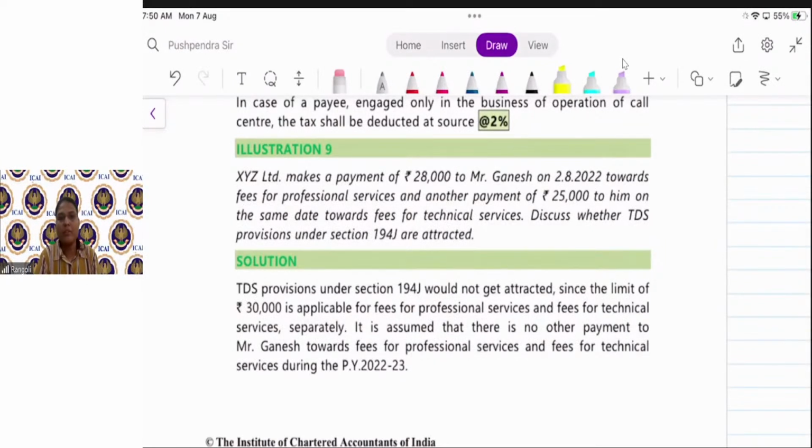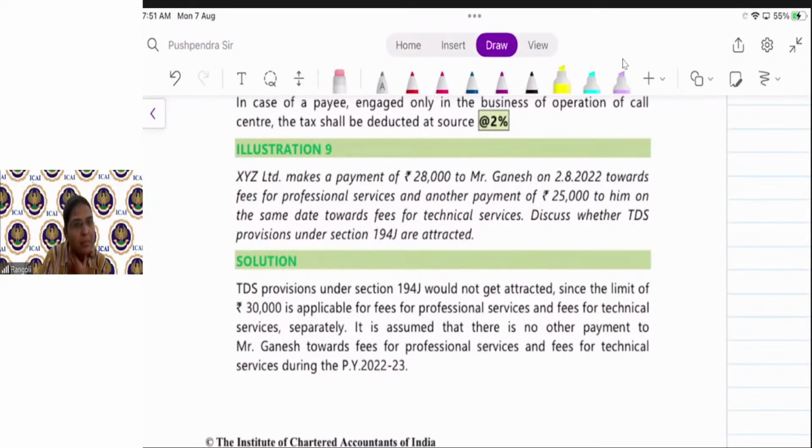XYZ makes payment of 28,000 to Mr. Ganesh on 2nd August 22 towards fees for professional service, and another payment of 25,000 to him on the same day towards fees for technical service. Discuss whether TDS provisions under section 194J are attracted.